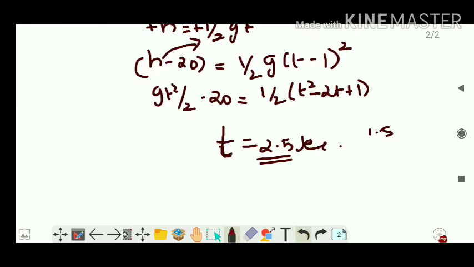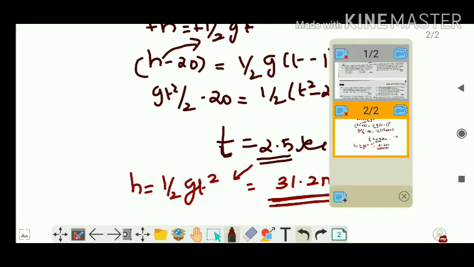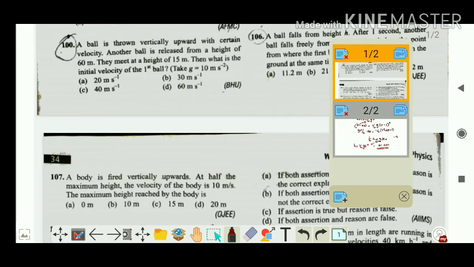So I can find the height of the first ball, right? What was the height of the first ball? H is equal to half gt square. Substitute this value, you will get the height value as 31.2 meter. Clear? So the first ball is at a height of 31.2 meter from the ground. Clear? Easy, right? Now we move on to the next question, guys.